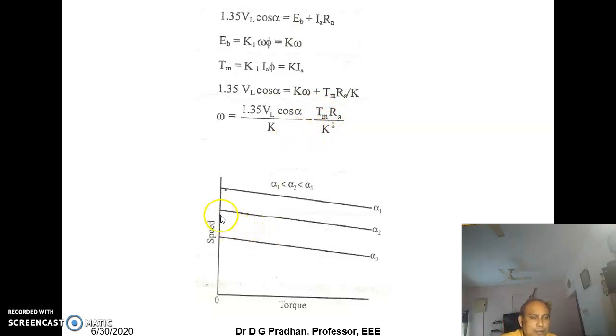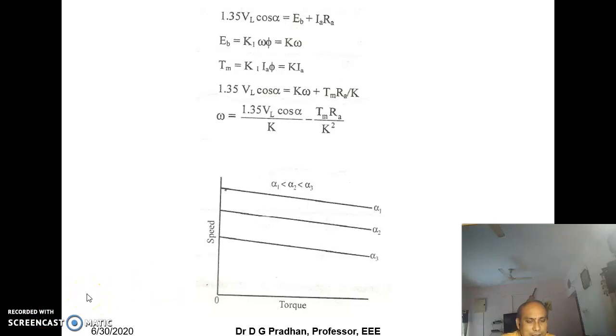For different values of firing angle we can draw the speed torque characteristics as in the previous cases. In this case the firing angle alpha 1 is less than alpha 2, which is less than alpha 3. For a particular value of torque, if you increase the firing angle, then the speed will decrease. For a constant torque, if the firing angle increases, then the speed decreases, and vice versa.